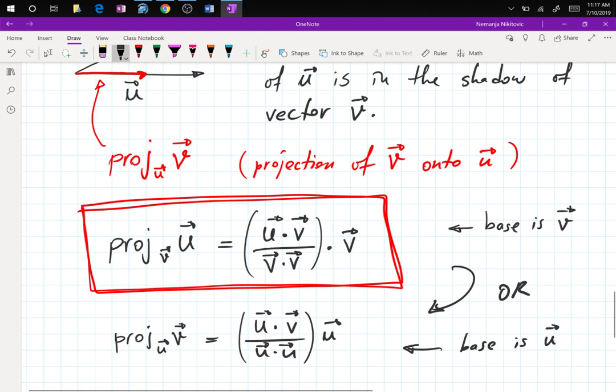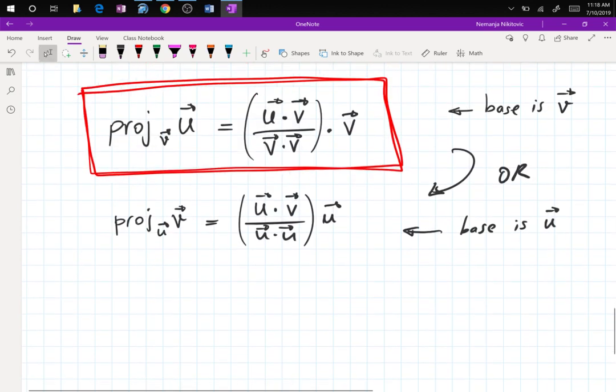Now, that is going to be your responsibility to figure out which one is the base when you see the problem. The formula is, look at this, all v's, base is v, all u's, base is u. So get that, right?